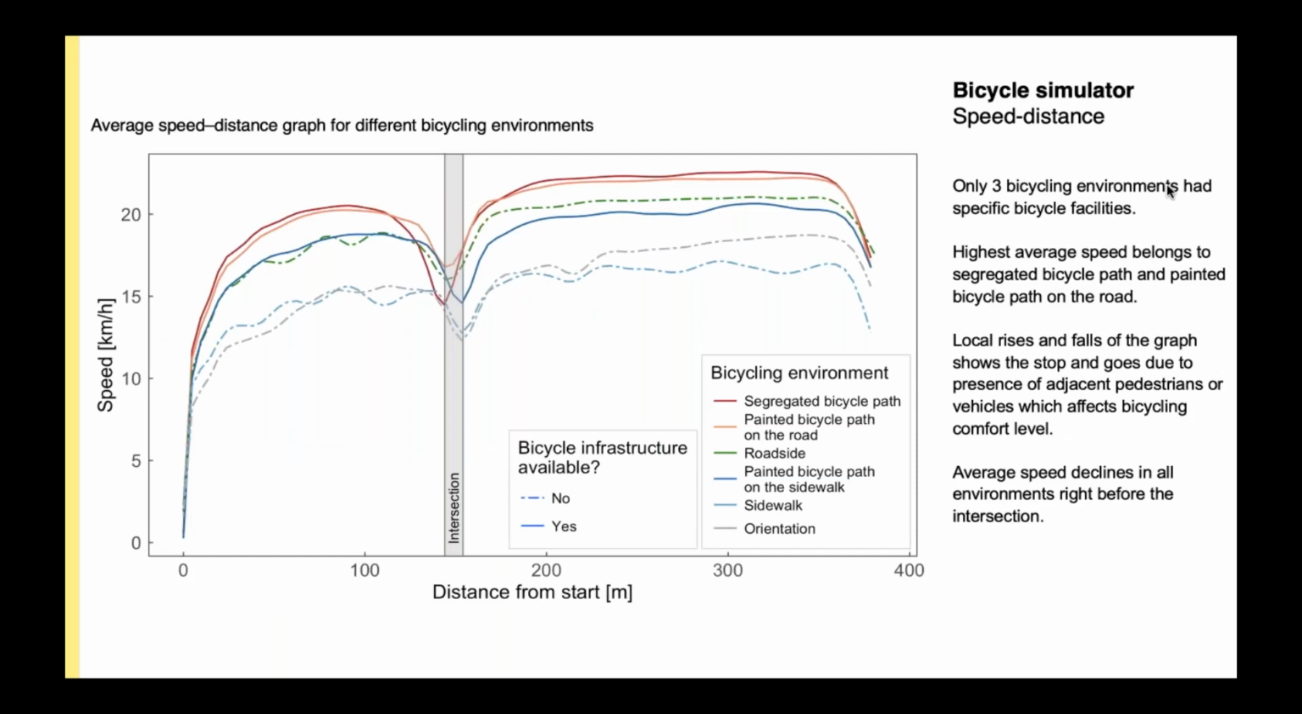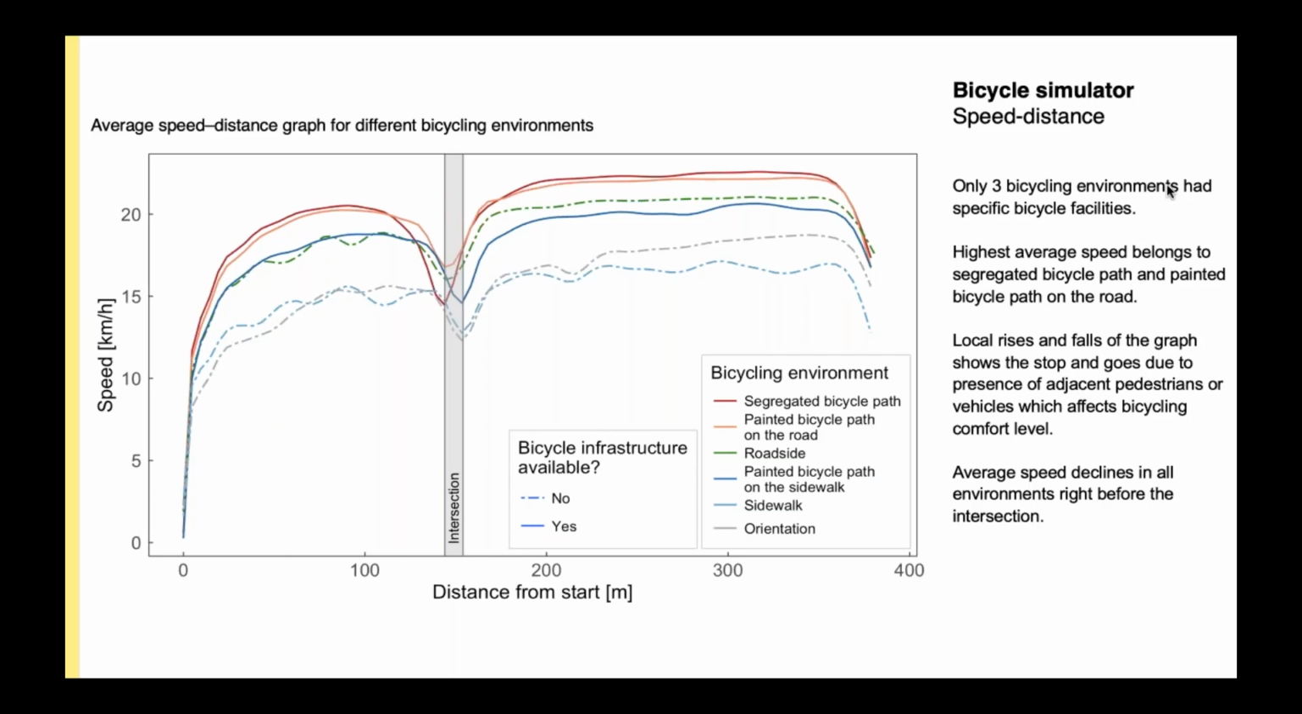Going to the second data source, the bicycle simulator, we can see the speed distance graph for all the 6 environments, including the orientation scene. Here you can see the average speed distance. There are 3 different environments with specific bicycle facility, and the other 3 don't have any specific facilities. The highest average speed belongs to the segregated bicycle path and painted bicycle path on the road. They are the solid lines on the top.